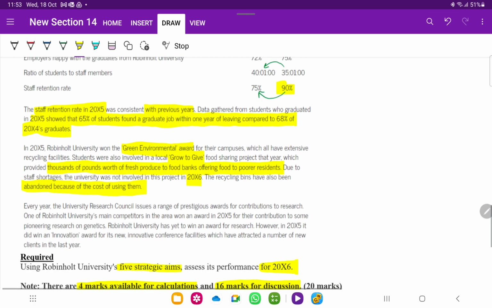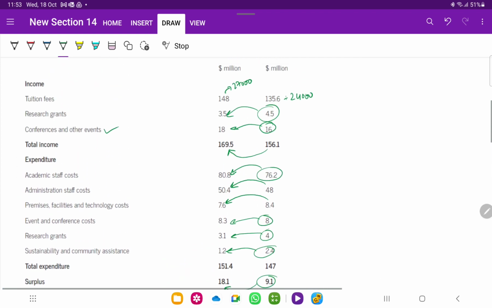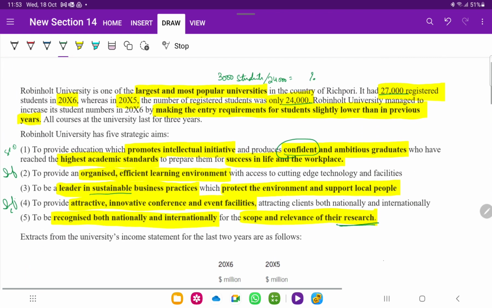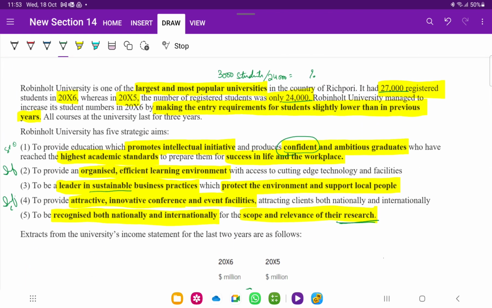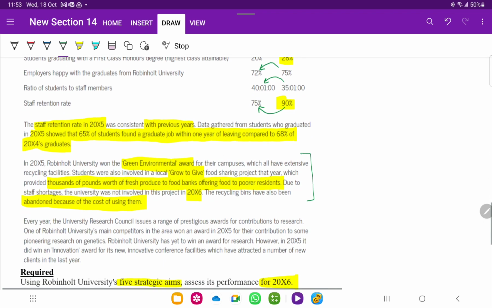So, this is directly affecting which part? Can you identify? Yes, the sustainable part. It's impacting the sustainable part, right? Because you are compromising on the sustainable issues. All right.